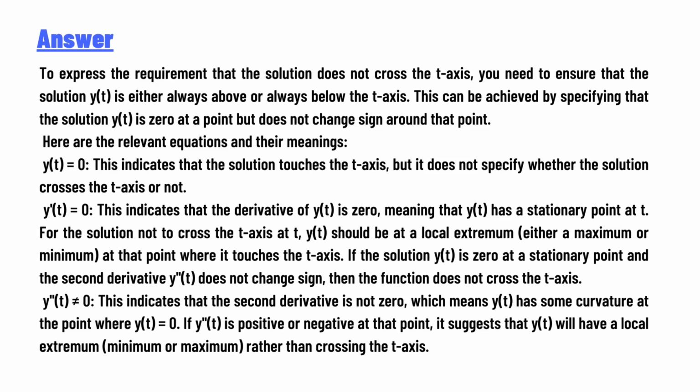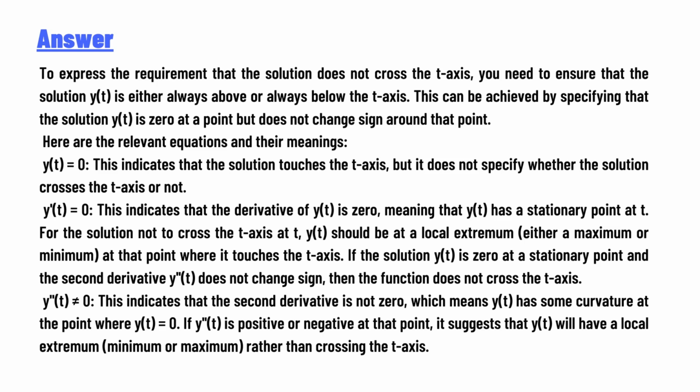This indicates that the solution touches the t-axis, but it does not specify whether the solution crosses the t-axis or not. y'(t) = 0. This indicates that the derivative of y(t) is 0, meaning that y(t) has a stationary point at t. For the solution not to cross the t-axis at t, y(t) should be at a local extremum, either a maximum or minimum, at that point where it touches the t-axis.